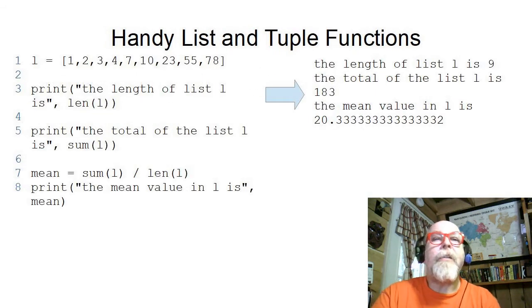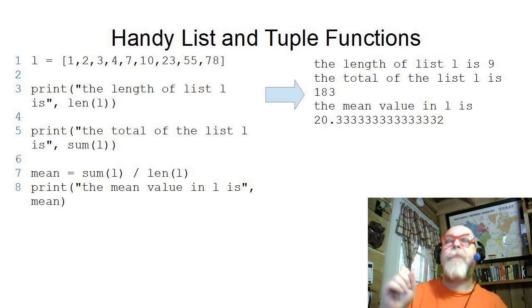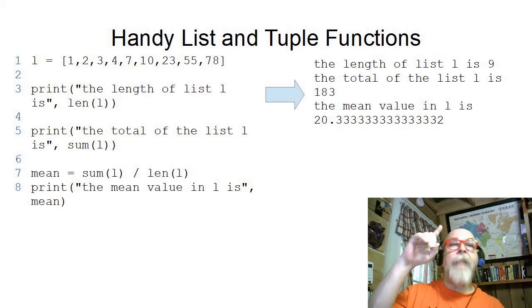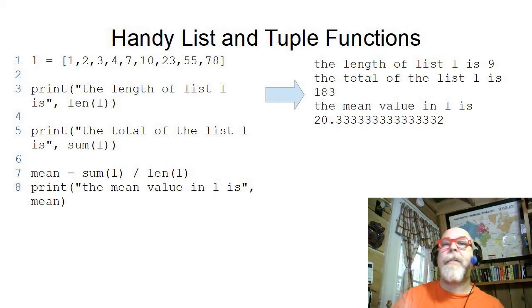We can see here in this little Python program that we have a list called L that contains a bunch of numbers. On line 3, I print the length of L to be 9 because there are 9 items in the list. On line 5, I print the total of the list, which would be 183. If we add all those numbers up, it would equal 183.